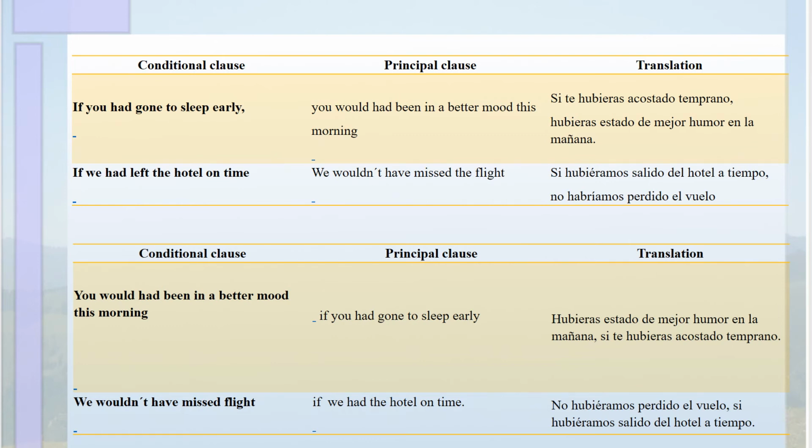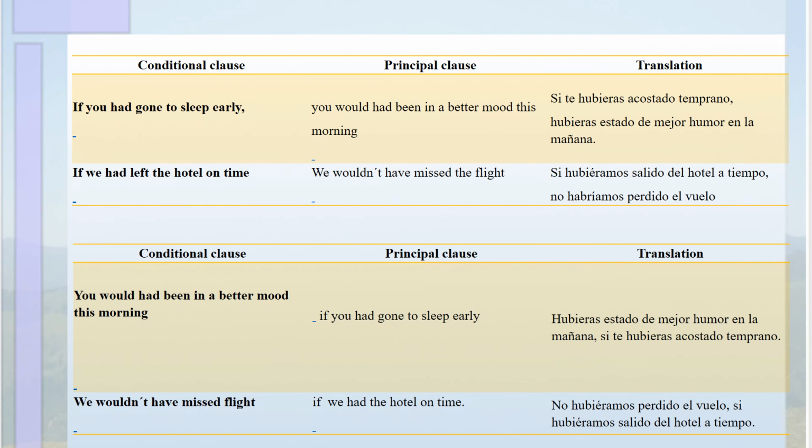In the second option of the structure, for example, in the first sentence, you would have been in a better mood this morning is the conditional clause. If you had gone to sleep early is the principal clause. Translation: Hubieras estado de mejor humor en la mañana si te hubieras acostado temprano.